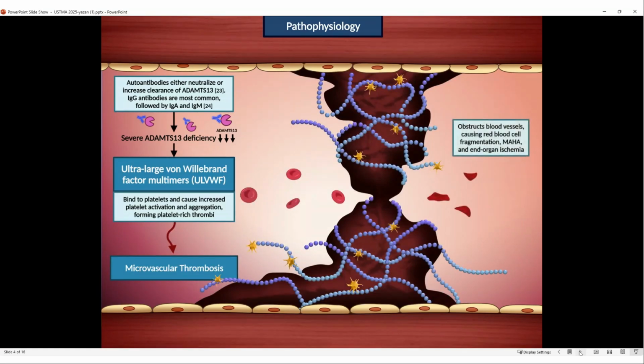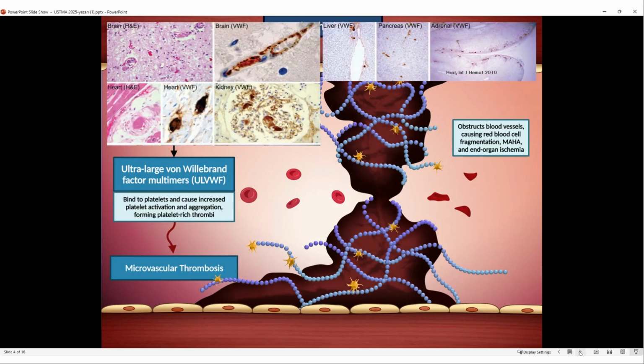And as a result of that, this leads to the destruction of red blood cells, or what is called microangiopathic hemolytic anemia and the hemolysis that we observe, as well as end organ dysfunction that can affect various organs. Most critically, this would include the brain and the heart, as you can see in the histopathology slides here.